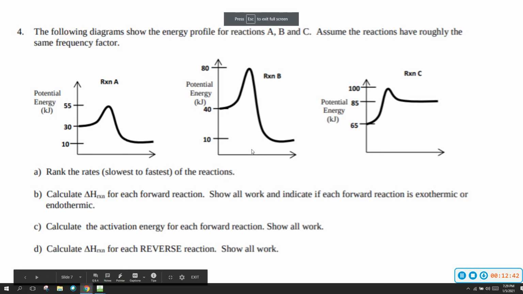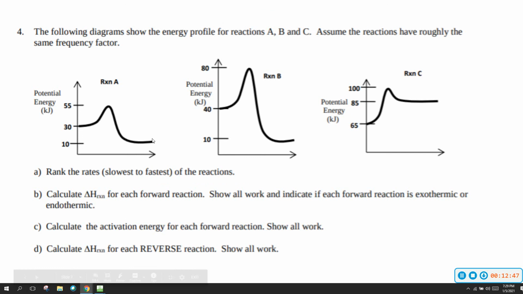All right, then the last one is kind of a strange question. It says calculate delta H for the reverse of the reaction. Oh, so that means you have to start here and you have to go backwards up to here. So now we would actually call this the end and this the start. So now we'd do 30 minus 10, so it would just be the opposite. It would be 20 kilojoules and it would be a positive value because it would be endothermic in this direction. Here we'd start at 10, go to 40, so this would be positive 30. And then here it would turn into an exothermic reaction. We'd start at 85 and go to 65, so it would be negative 20 for that one.